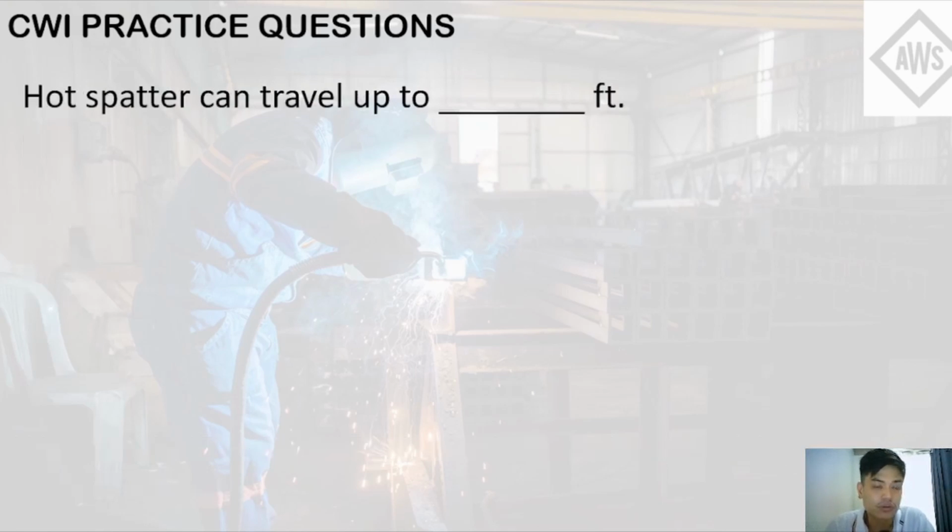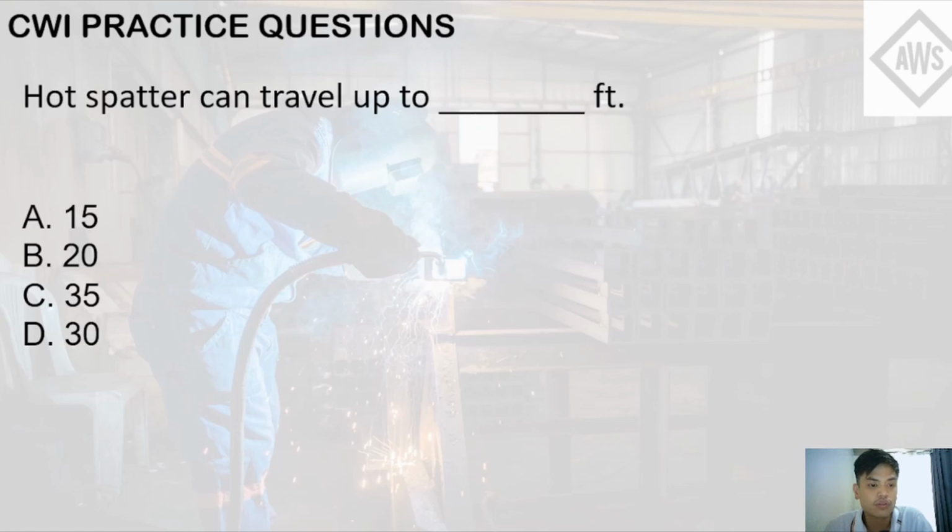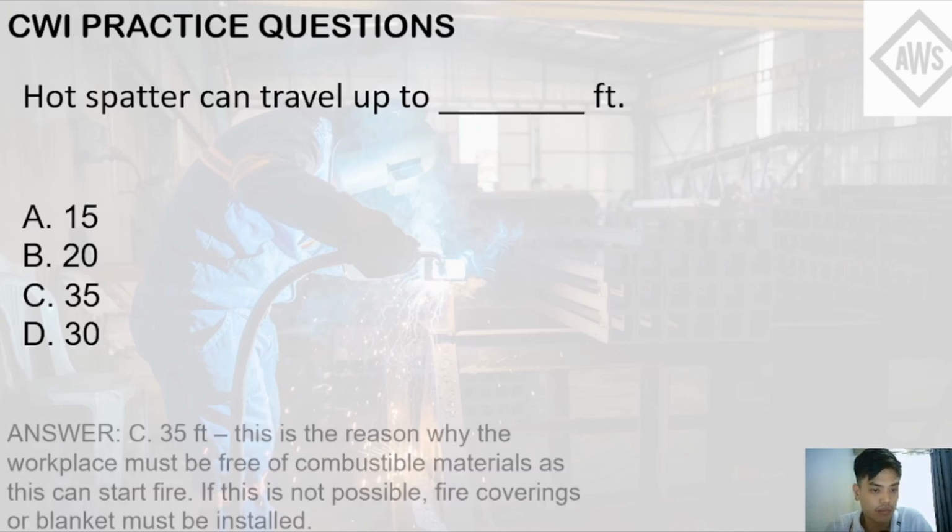The last question for this set is, hot spatter can travel up to blank feet. Letter A, 15, B, 20, C, 35, D, 30. So the answer here is, so this is a basic question regarding welding safety. The answer here is 35 feet.